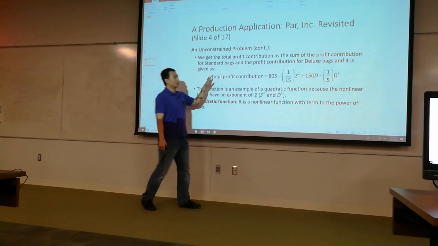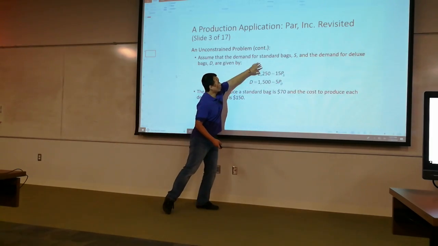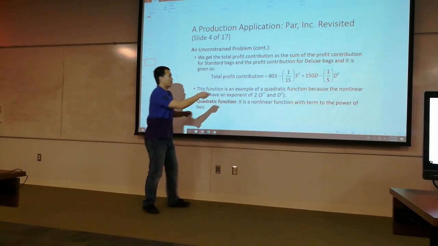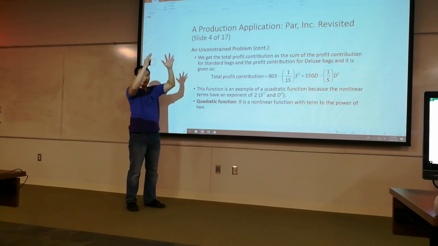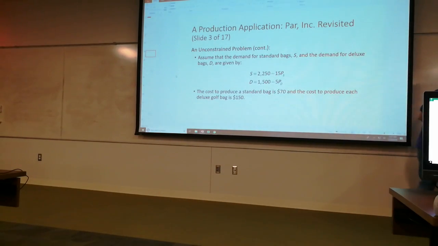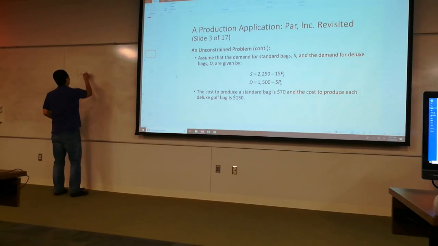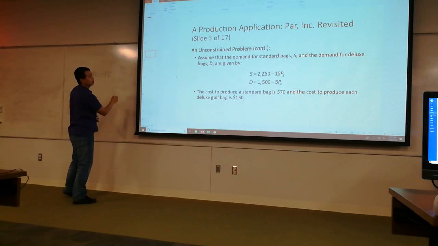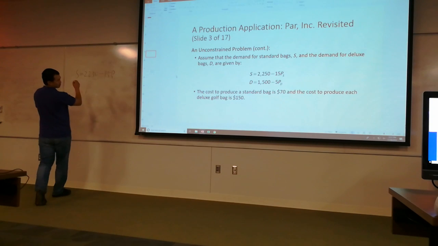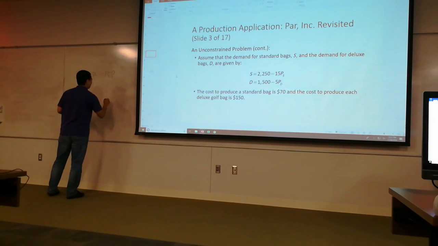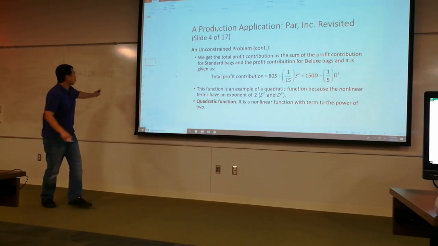But before that, let's talk about the whole profit. How can we incorporate this function into this function? That's the whole contribution, but how do we incorporate that function here? Let me write down the formula. The demand for the standard bag is equal to 2250 minus 15 times PS, and for the deluxe bag it's 1500 minus 5 times PD. So how do we incorporate those two functions here?